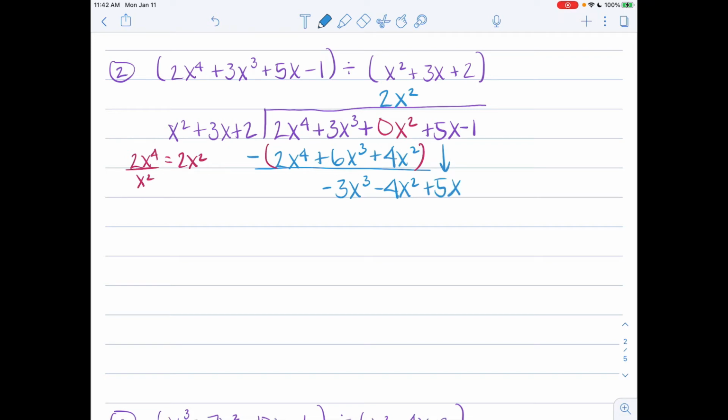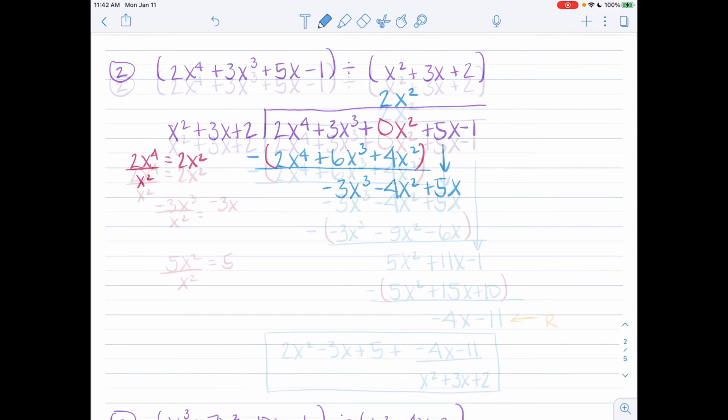From here, why don't you guys pause the video and see if you can do this on your own to finish up the problem, write it with remainder over divisor, and then come back here to see how you did.